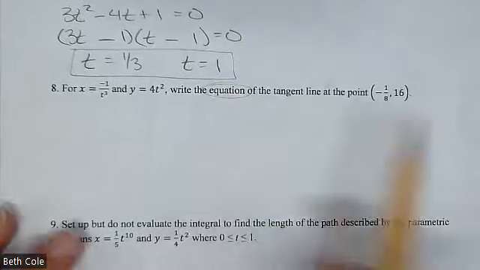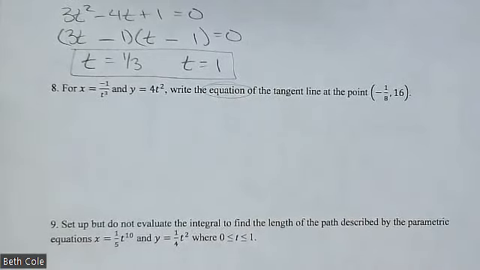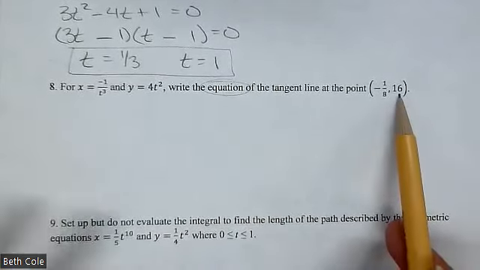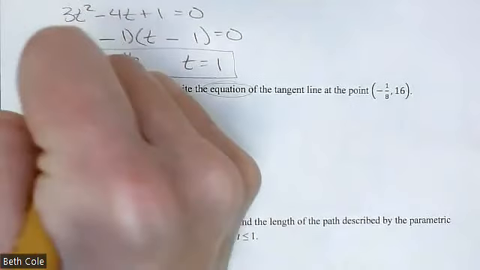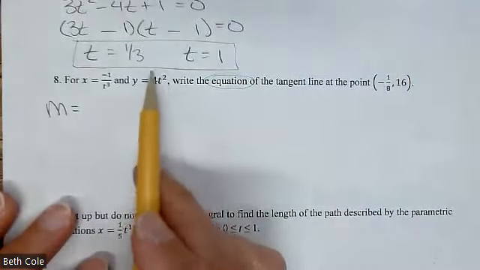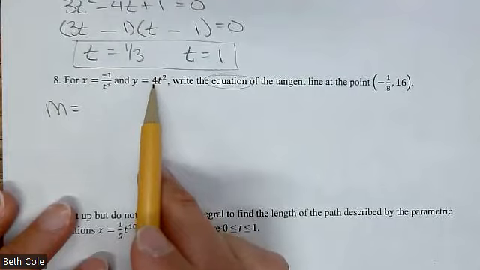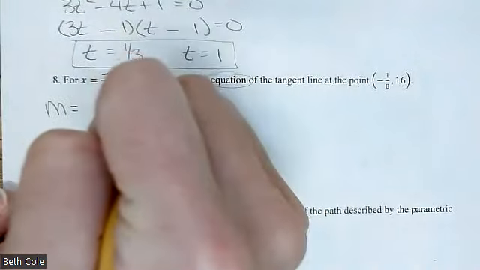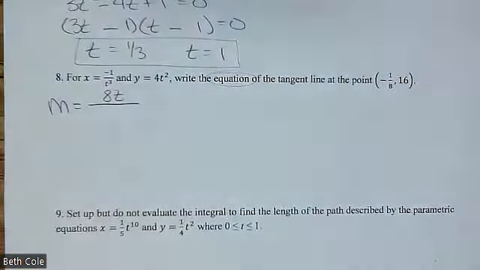All right, this one is asking for an equation. That means you need what 2 things? All right, I gave you the point. So what you need is the slope. Slope comes from the derivative. So what's your derivative for y? 8t. Derivative for x. That's a little tricky.